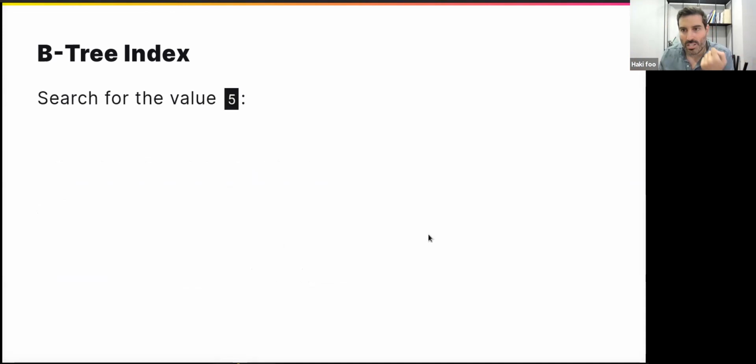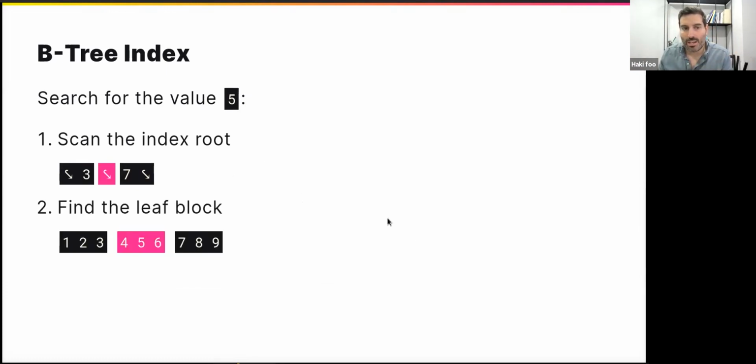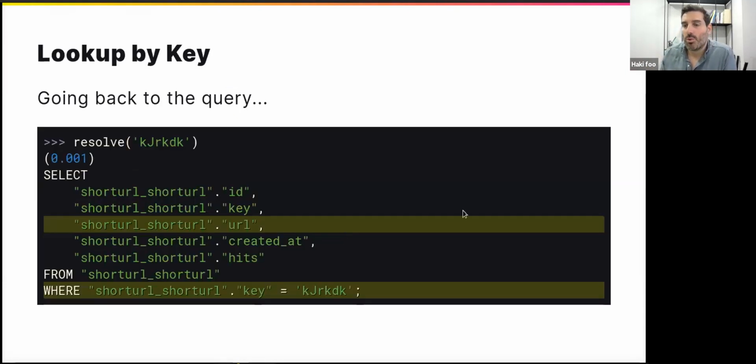To demonstrate how the database is using a B-tree index, let's try to search for the value 5. Okay? First we start with the root of the index, and we see that 5 is between 3 and 7. So we need to go to the middle leaf block. This is this block. Now that we have the block, we have the values inside the block, and we scan the values in the block and search for the value that we are looking for. In this case, we are looking for the value 5. The value 5 contains the actual value 5 and a pointer to all the rows that contain the value 5 for this column. So this is how a B-tree index works.